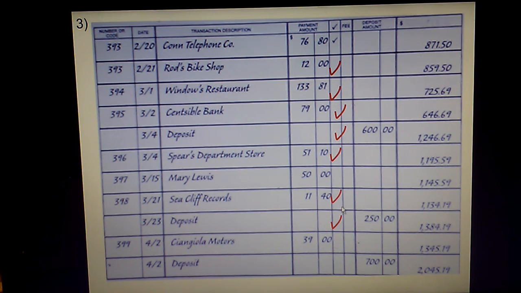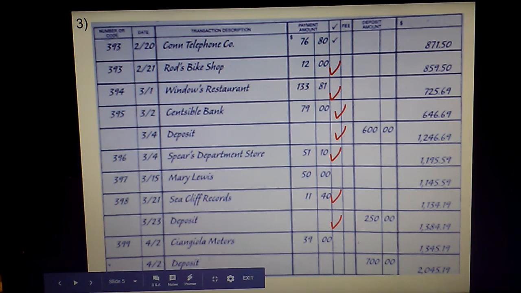Now, what we're really going to end up paying attention to are the ones without check marks. So we see check 397 for $50 without a check mark. We see check 399 for $39 without a check mark. And we see a deposit on April 2nd for $700 without a check mark. Those are our outstanding deposits and withdrawals.